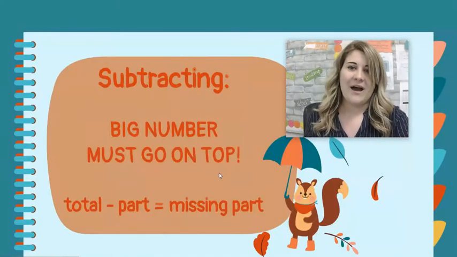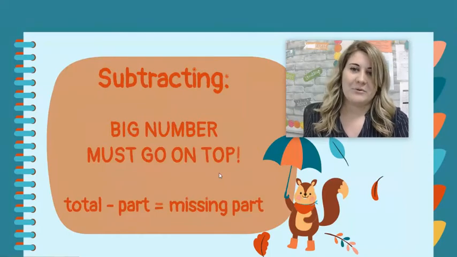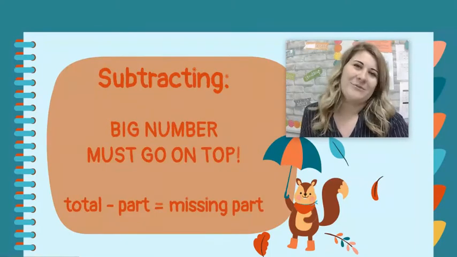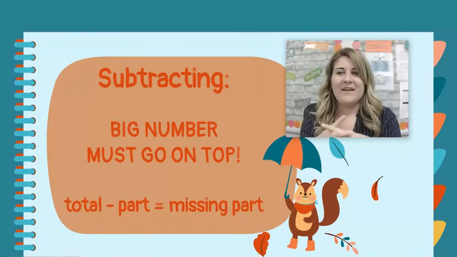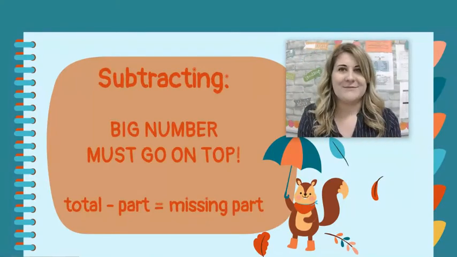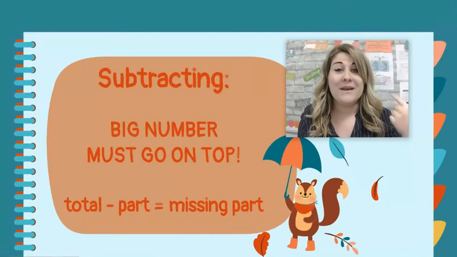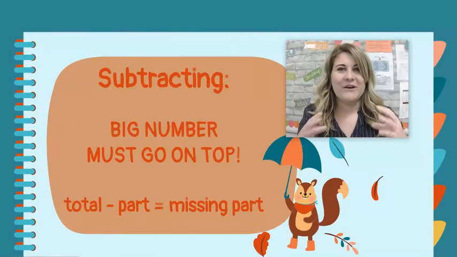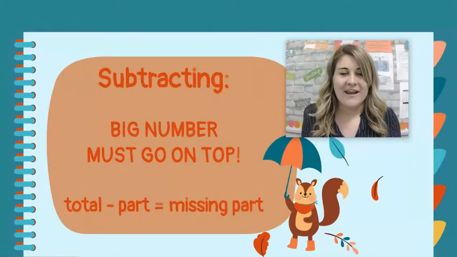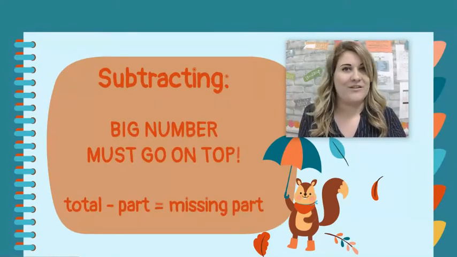Now let's talk about what are the main rules for subtracting. The main rule is to put the big number on top every single time. Every word problem, every subtracting problem you write down, put the biggest number on top, because you cannot take away a bigger number from a smaller number. We know that. There has to be more on top so that there's no need to stop.